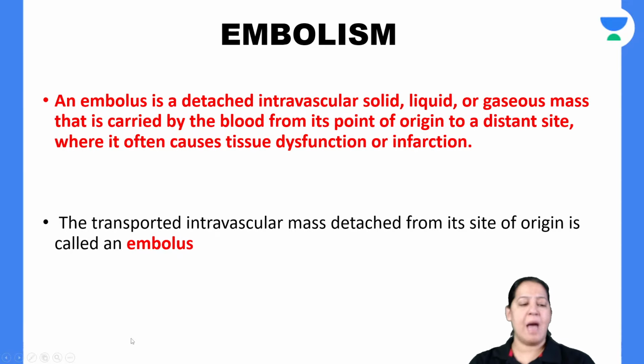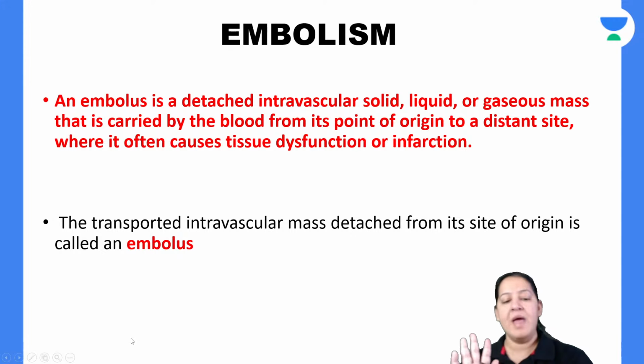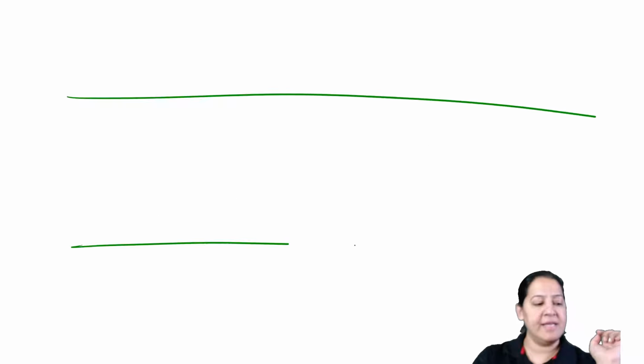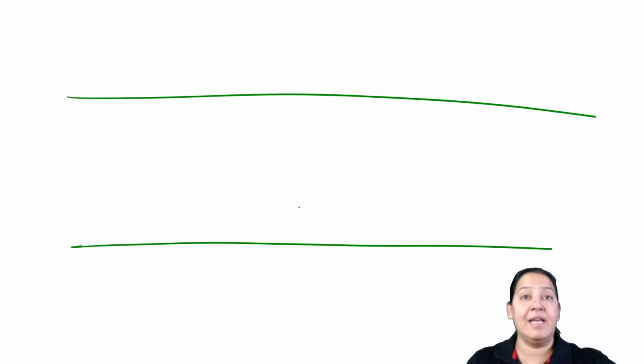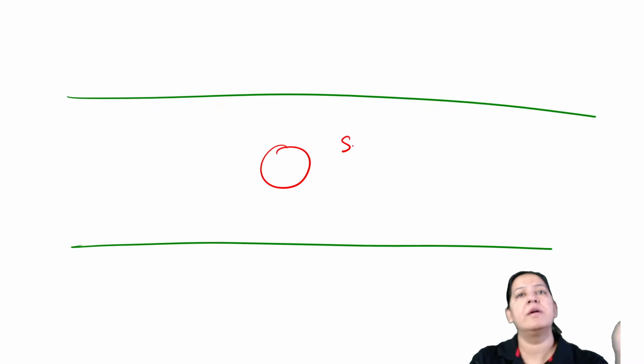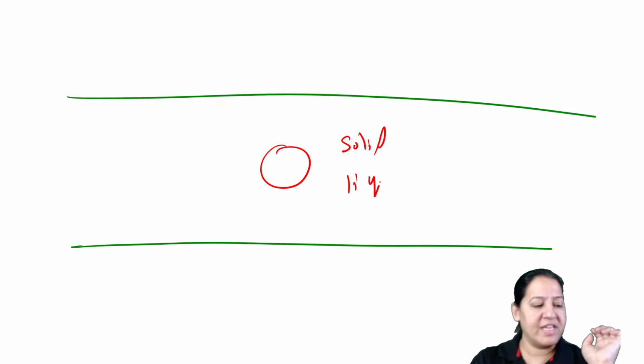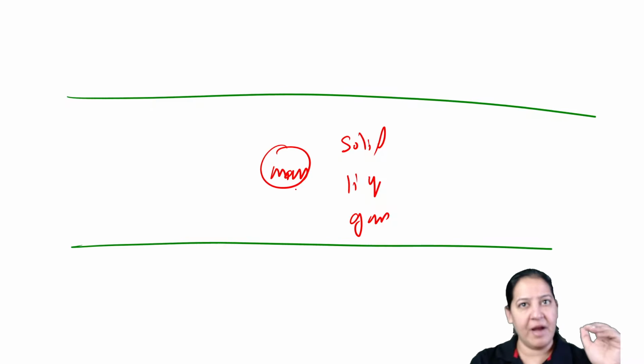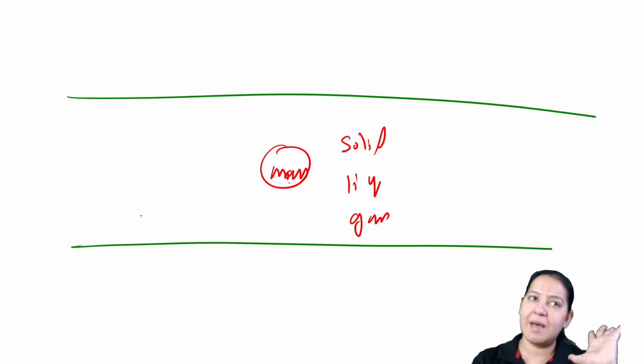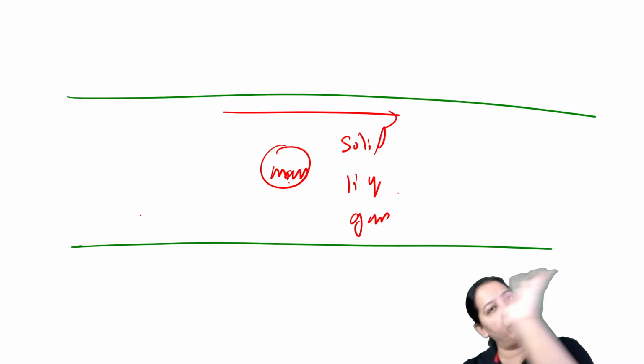Embolism. So what is embolism? I have already defined embolism. Okay, listen. This is a blood vessel. Let me draw a blood vessel. Inside the blood vessel, listen now, if any solid or liquid or gas, any mass is traveling in the blood vessel. Now this mass originated at some point. With the flow of the blood, it is moving to another point.